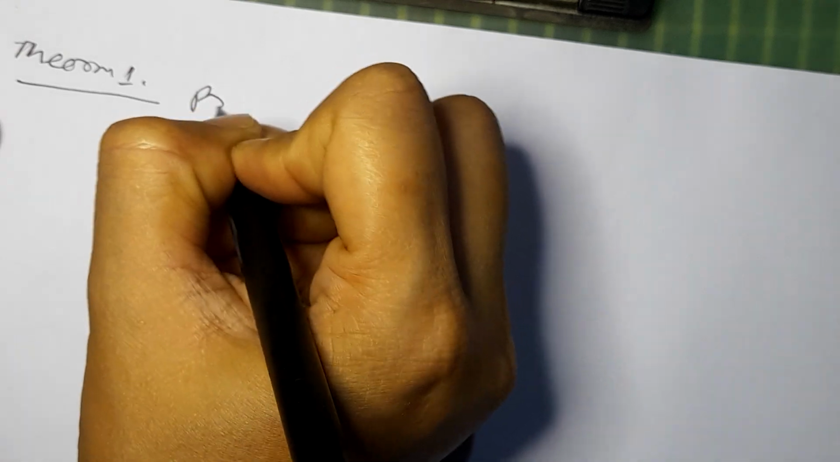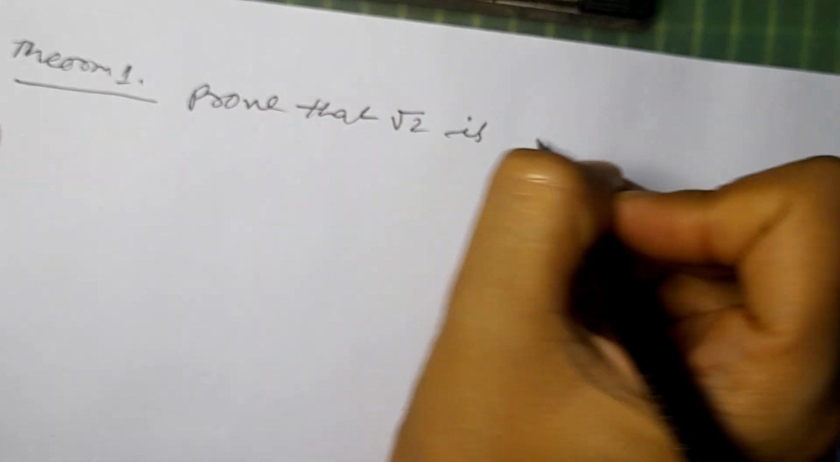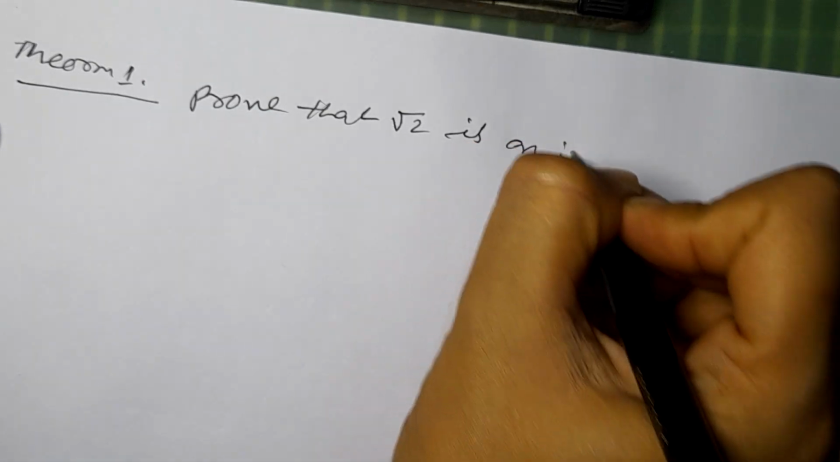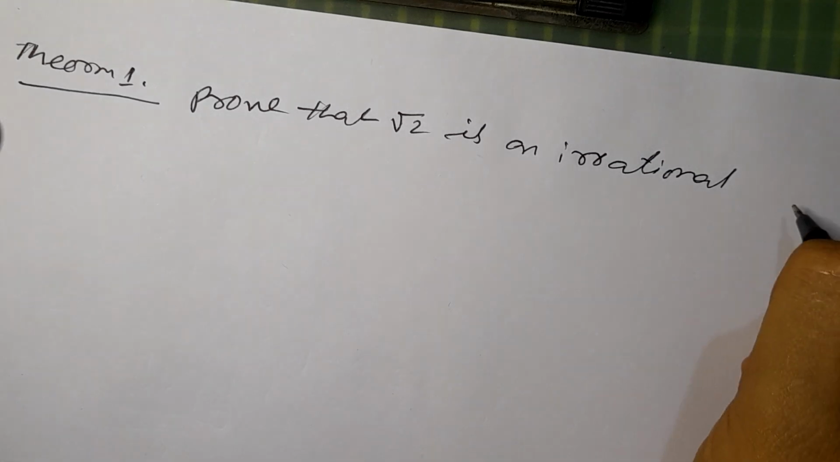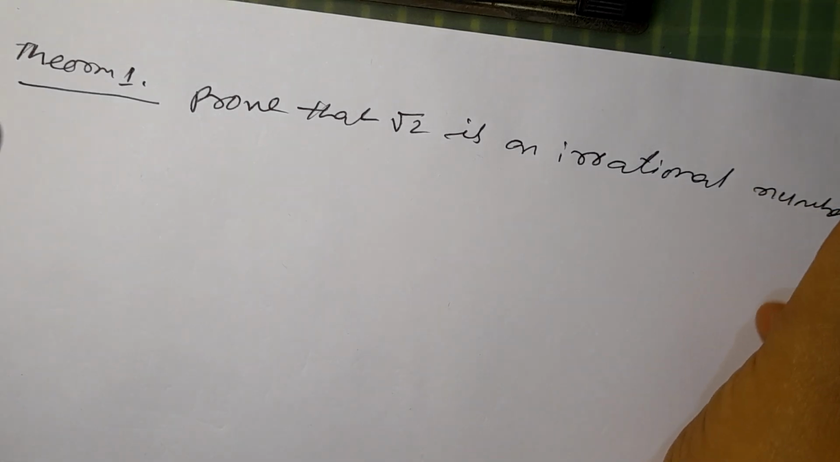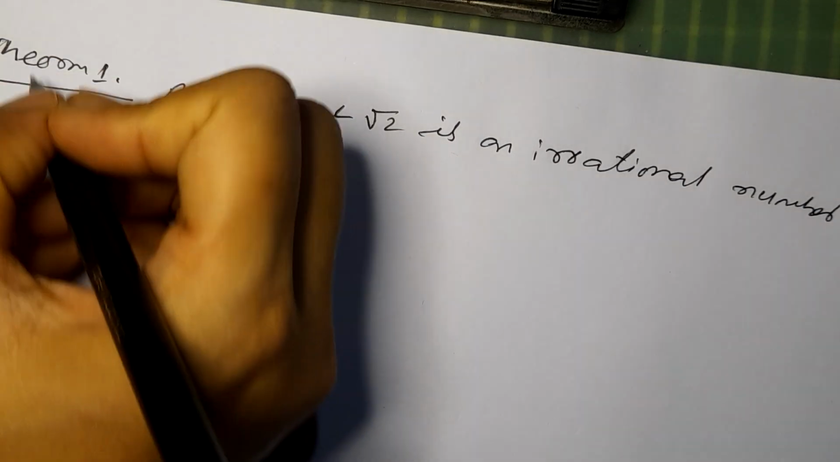What is the question? Theorem 1. Prove that root 2 is an irrational number. So, proof.